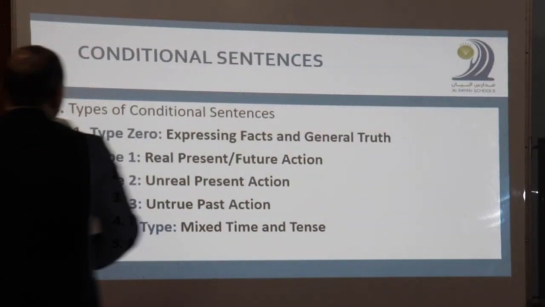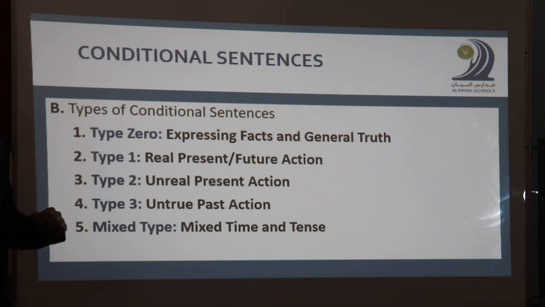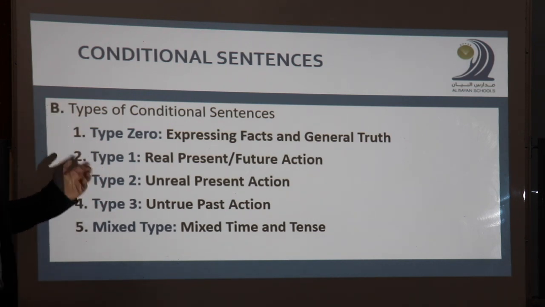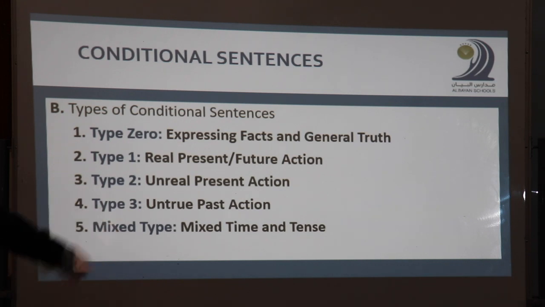B, what about the types of conditional sentence? Yes, we have, of course, you studied, I think, in grade 8, type 0, type 1, type 2, type 3, and here we have something else in grade 9 as mixed type. What do you mean by mixed type? Let's start, what do you mean first by type 0?